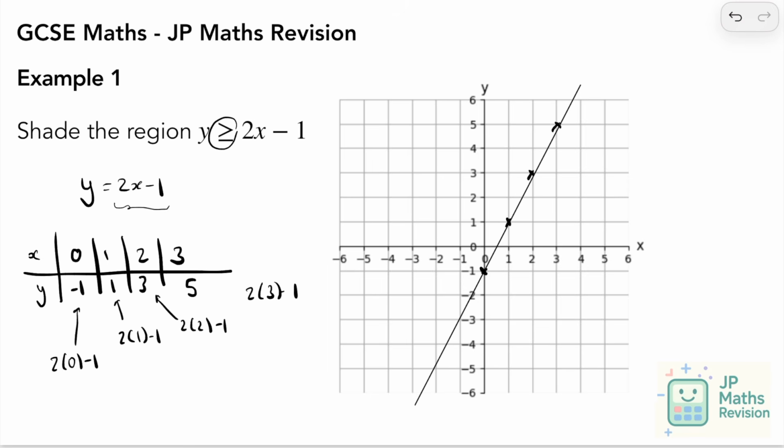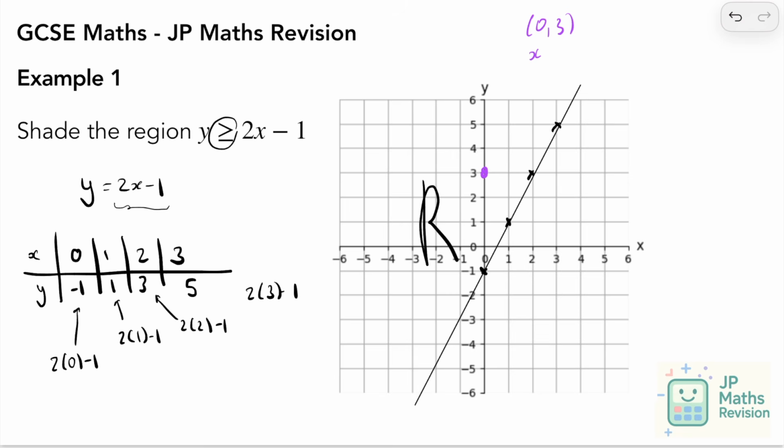So we need to shade the region where y is greater than or equal to 2x minus 1. So we can either shade above or below the line. Because we're looking at the values that are greater than, we want the region above the line. So it's going to be this area here, because everywhere in this area, y is greater than or equal to 2x minus 1.